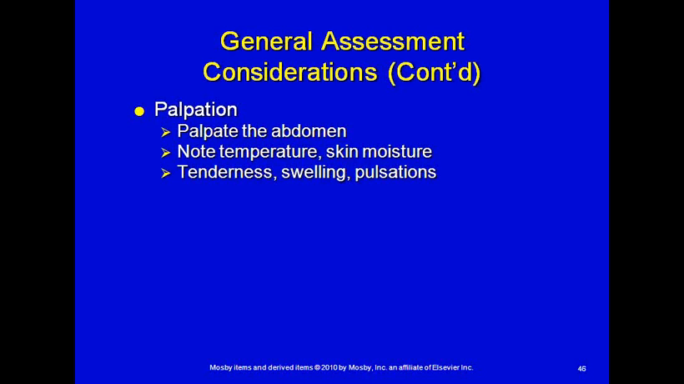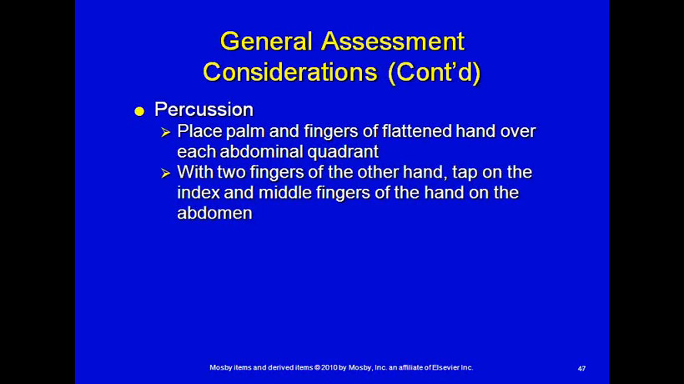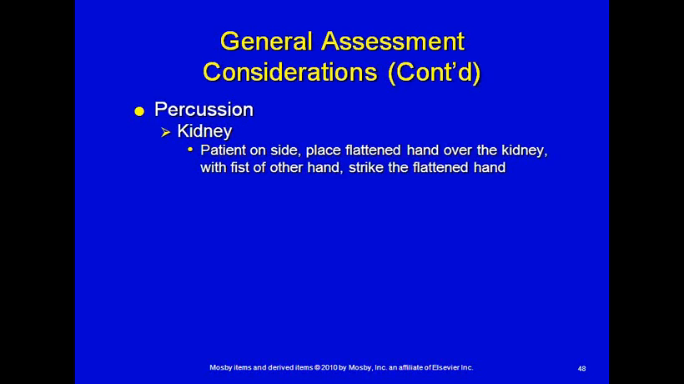You want to palpate the abdomen, note skin temperature and moisture. Again, when palpating the abdomen, you're looking for tenderness, swelling, and pulsations. Percussing the abdomen is not something we see done very often or very frequently. That's where you place the palm and fingers of a flattened hand over each abdominal quadrant, and then with 2 fingers of the other hand you tap on the index and middle fingers of the hand laying flat on the abdomen. You're listening for a thud or maybe a very hyper-resonant sound that you might hear when tapping on an empty kettle drum, to indicate the presence of fluid or air.